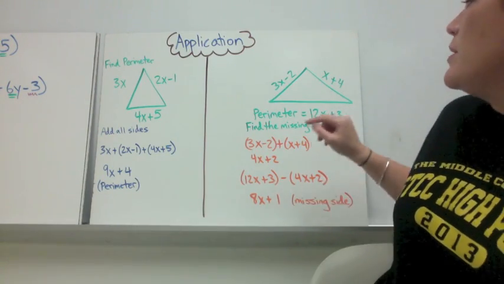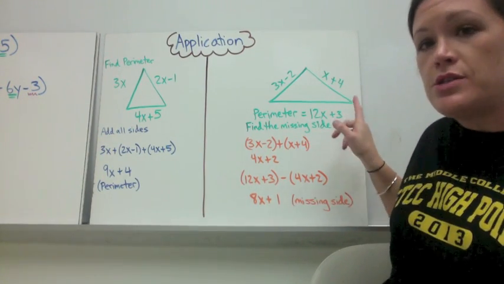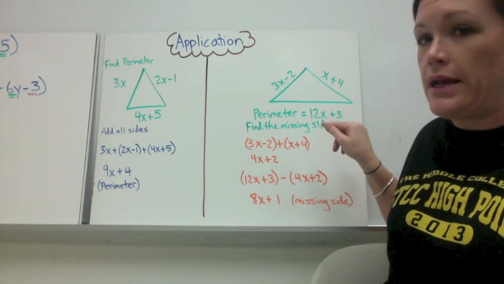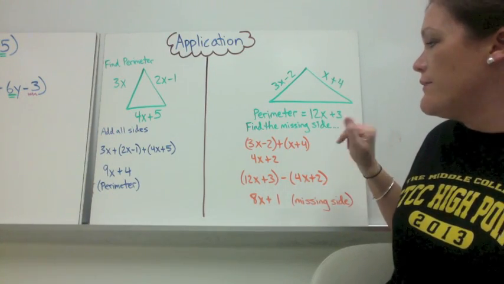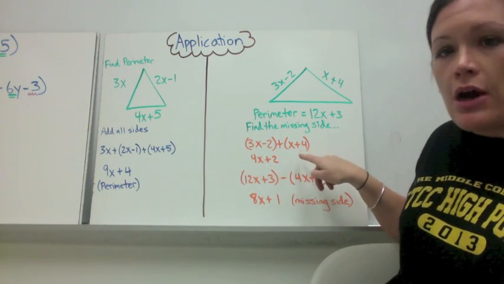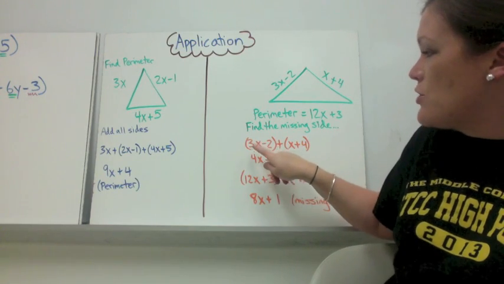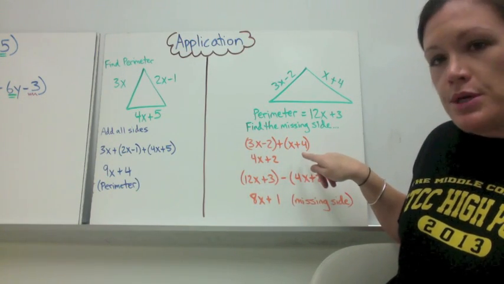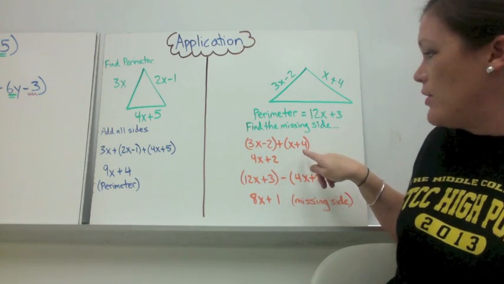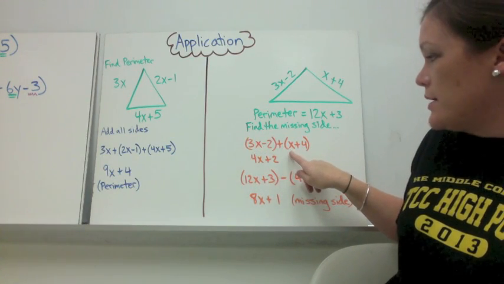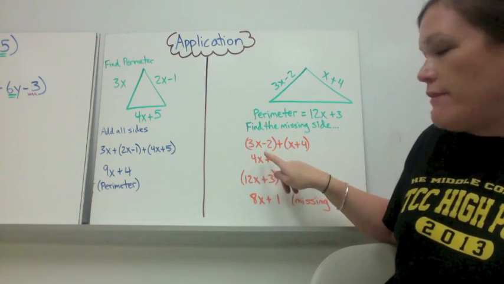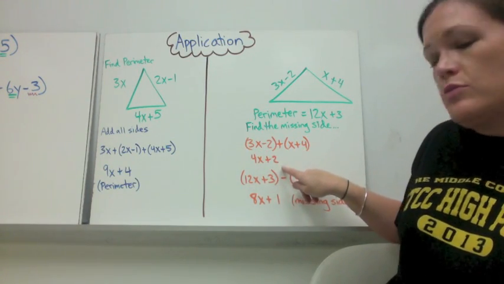Now what if they give me the perimeter and they give me 2 sides and I'm missing a side and I have to figure that out? The first thing to do is add the 2 sides I already know. So I put together 3x minus 2 plus x plus 4. The x's go together, so 3x plus 1x is 4x. I have negative 2 plus 4 would give me 2.